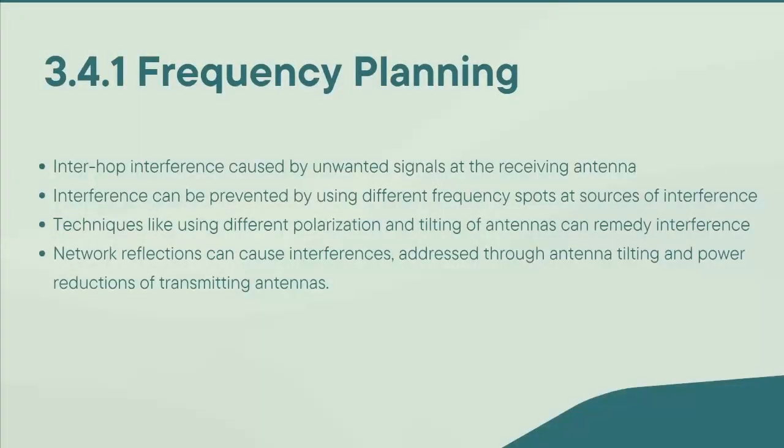So continuing about the frequency planning, interference is caused by unwanted signal at the receiving antenna, and interference can be prevented by using different frequency spots as the source of interference. Techniques like using different polarization and tilting of antenna can be the remedy for the interference, which means how to stop the interference. And network reflection can cause interference, addressed through antenna tilting, power reduction, or transmitting antennas.